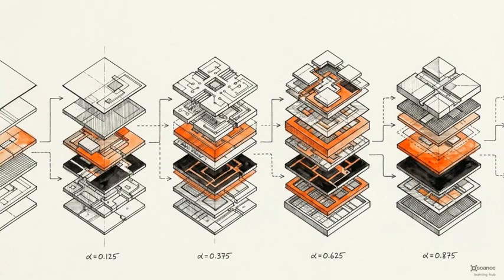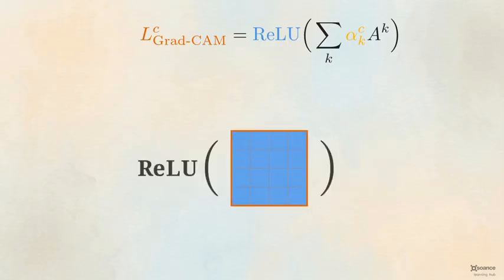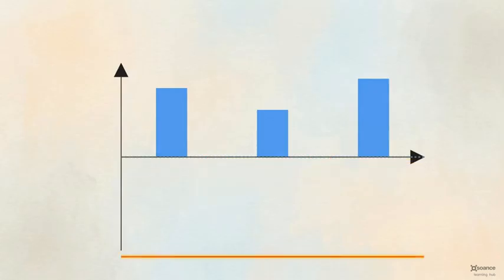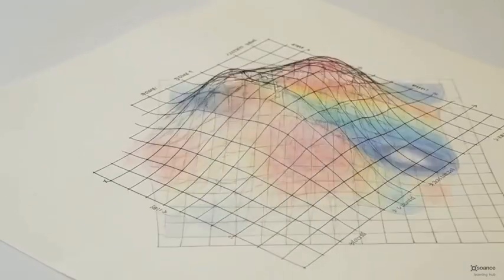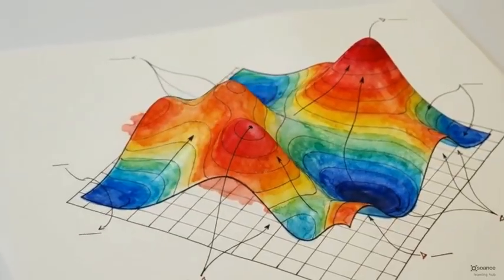Finally, we multiply our activation maps by those importance weights and pass the sum through a ReLU activation function. The ReLU function zeroes out any negative values, ensuring we only keep the positive features that directly support our target class. Through this sequence of operations, we translate the abstract concept of gradient loss into a highly readable two-dimensional spatial map of importance.